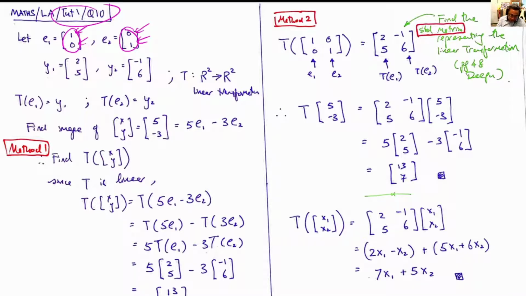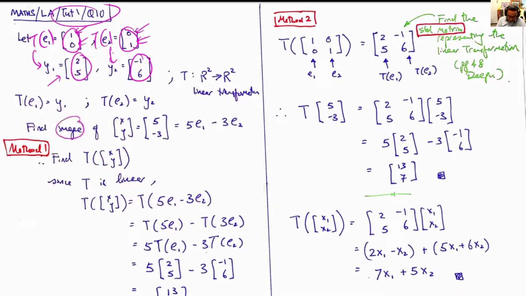The transformation of E1 will give us Y1. The transformation of E2 will give us Y2. This is given. The technical term is the image. The image of the transformation of E1 is equal to Y1. The image of the transformation of E2 is Y2.